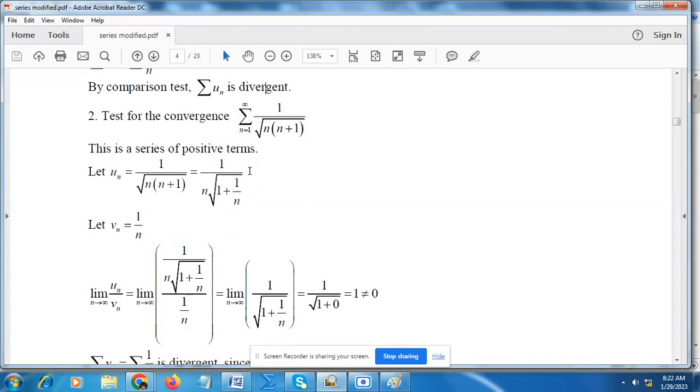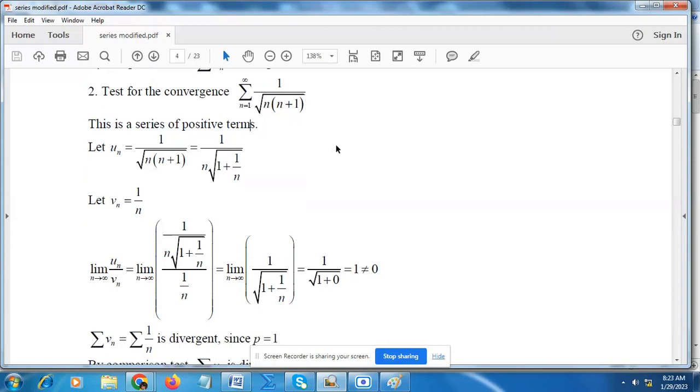Okay, now go for the second problem. Test for the convergence of sigma 1 by root n into n plus 1. So basically this is a positive term series. That is, when you take n as 1, 2, 3, each and every term has positive terms. So this is a series of positive terms.